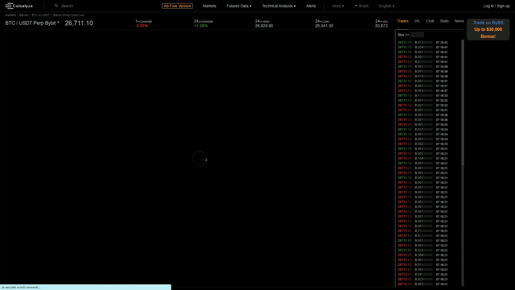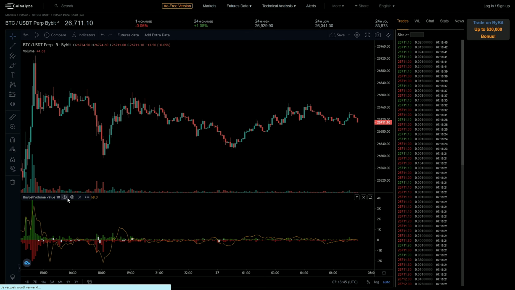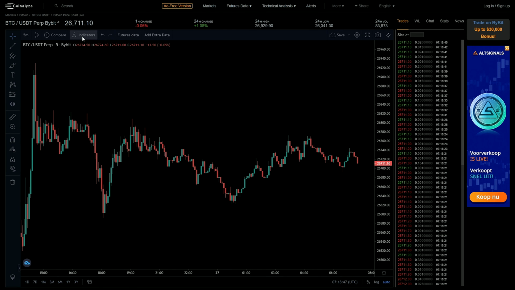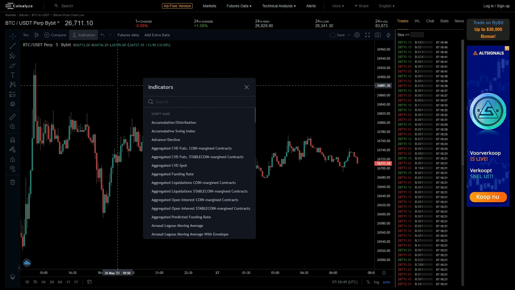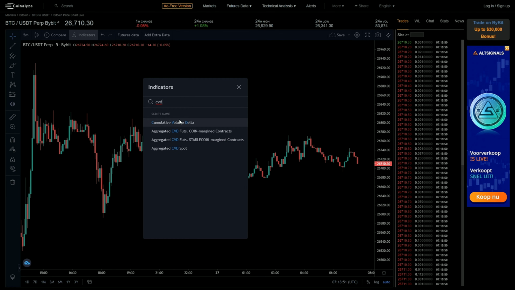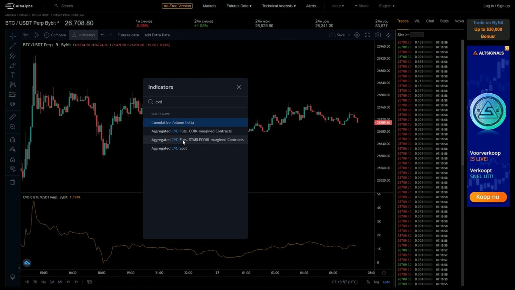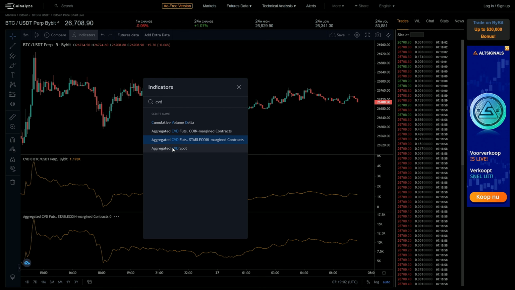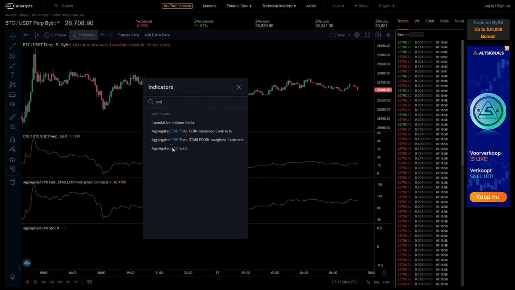So select this one. I'm going to remove the volume over here. I'm going to go to indicators, going to switch on the CVD, because that's the first one that I will be explaining to you guys. We're going to select the regular CVD indicator. I am going to select the stablecoin CVD indicator, and I'm going to select the CVD spot indicator.